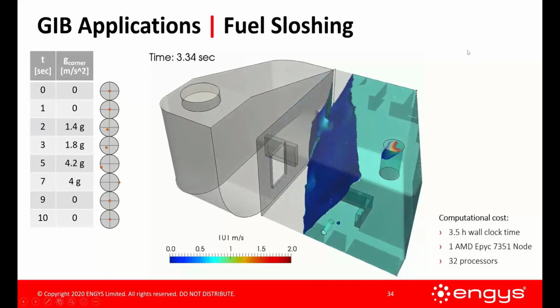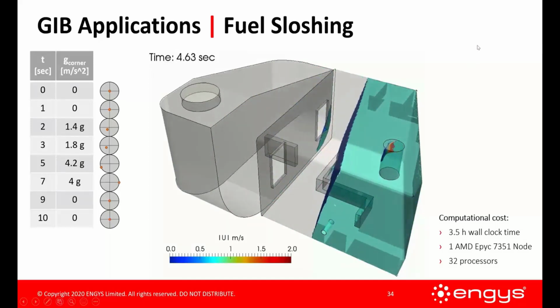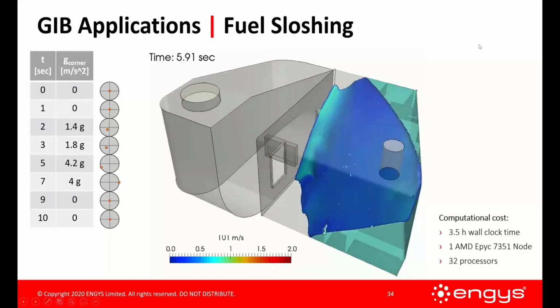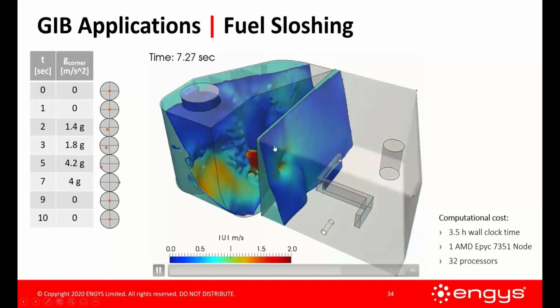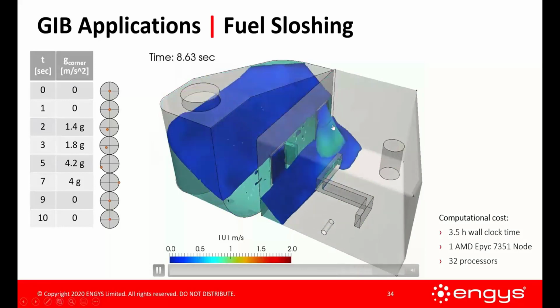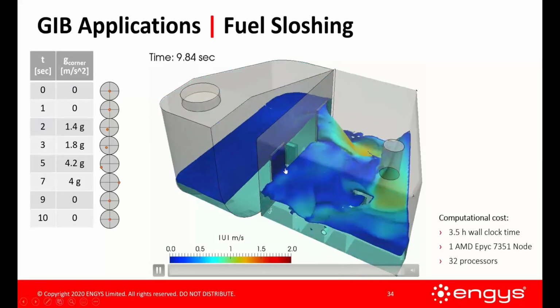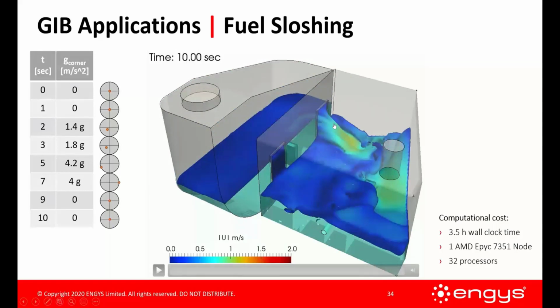So we've got the fluid moving from the left to the right as we're cornering, and then we'll change directions. And now the fluid will only go out this lower door right here and not come out here. Here, the pressure pushes on this door to push it open at the same time. But we're able to have these check valves or trap doors to only allow flow to go in a certain direction. This particular case took about 3.5 hours on one AMD EPYC 7351, and this was run on 32 processors.